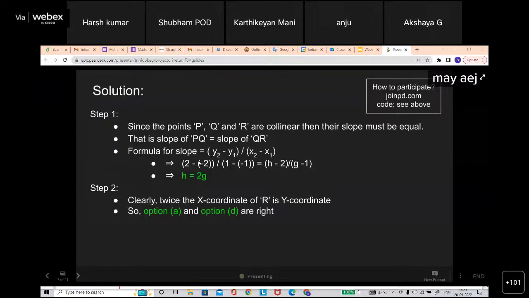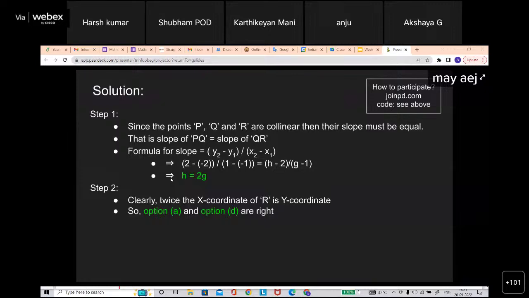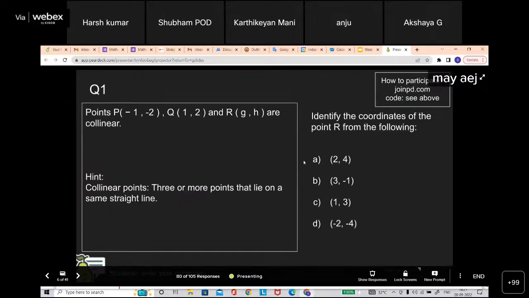So what you can do here, the points are (-1, -2) and (1, 2). When you substitute these as x1, y1, x2, y2 into the formula, you will get an equation: S is equal to 2g. So clearly, twice the x coordinate of R is the y coordinate. So options A and D must be the correct options.